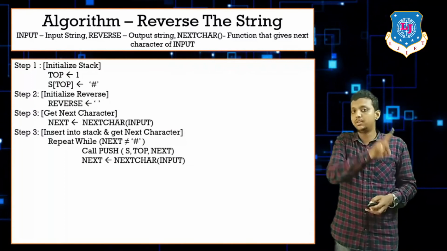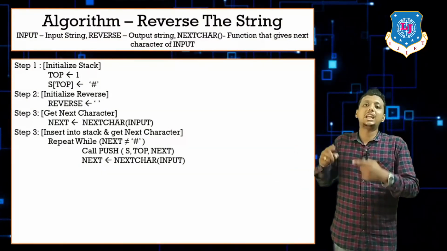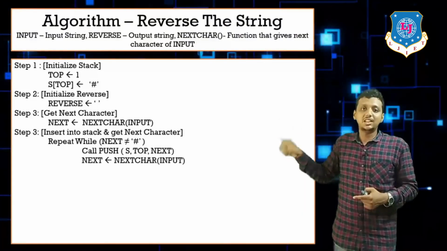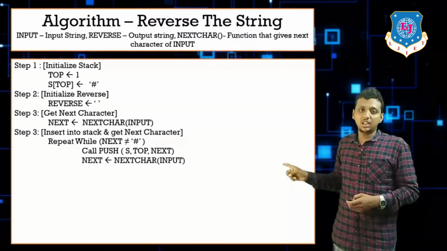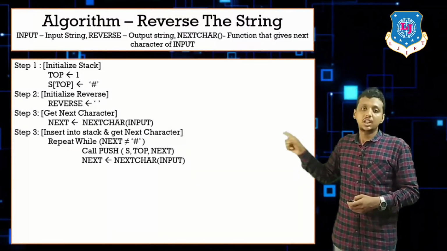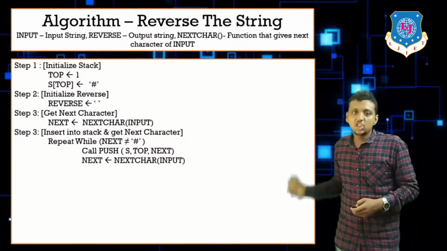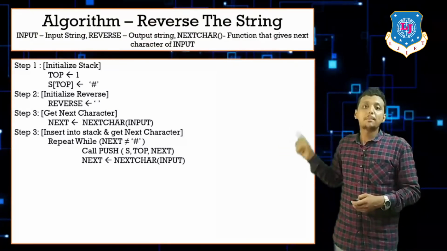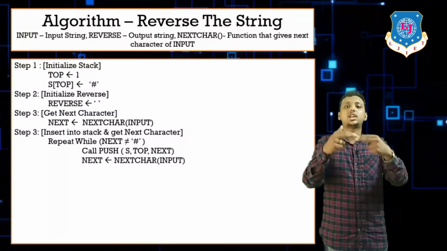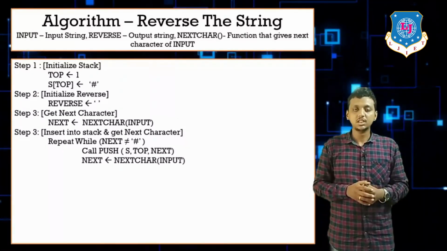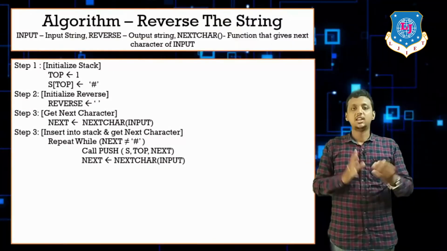Just imagine our previous example. We get the D, push the D inside the stack, and then get A. Check the condition: is A equal to hash? No, push the A, get T, check the condition, is T equal to hash? No, push the T, get the A, check again, push the A, get hash, check again. Hash equal to hash, the condition matches, and now it will stop. So in the stack we have D, A, T, A. What to do next?